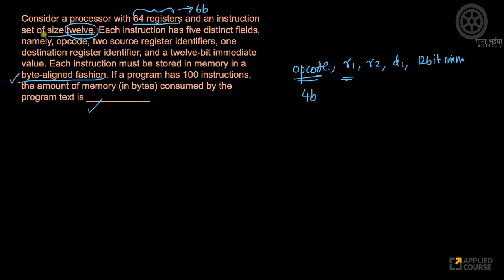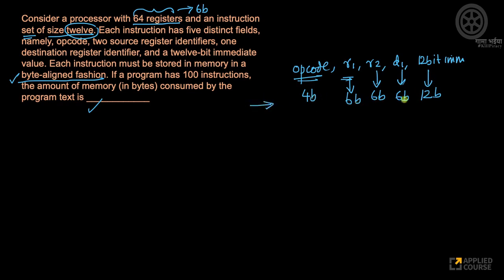If I have only 3 bits, I can only have 8 instructions. But I have an instruction set. What is an instruction set? Set of all instructions. And the set of all instructions is of size 12, which means I have 12 instructions, which means I need 4 bits here. The register, 64 registers are there, so 6 bits will be taken up by this, 6 bits will be taken up by this, 6 bits will be taken up by this, and we are told that the immediate is already 12 bits. So what is the size of each instruction now?